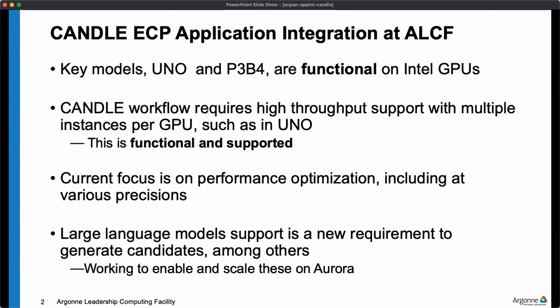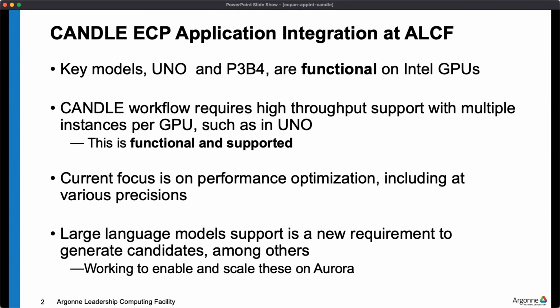One key component of the Candle workflow is that they are looking at drug response, very high throughput screening. In this case, their models, at least the UNO model, are in the couple of million parameters, and you can fit several of these on a single GPU.